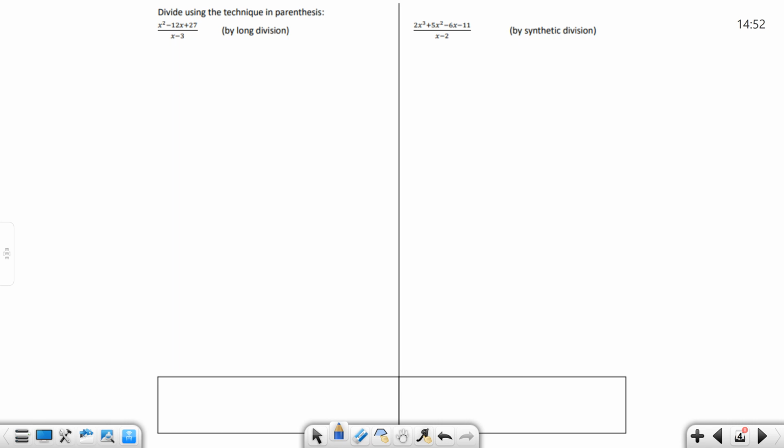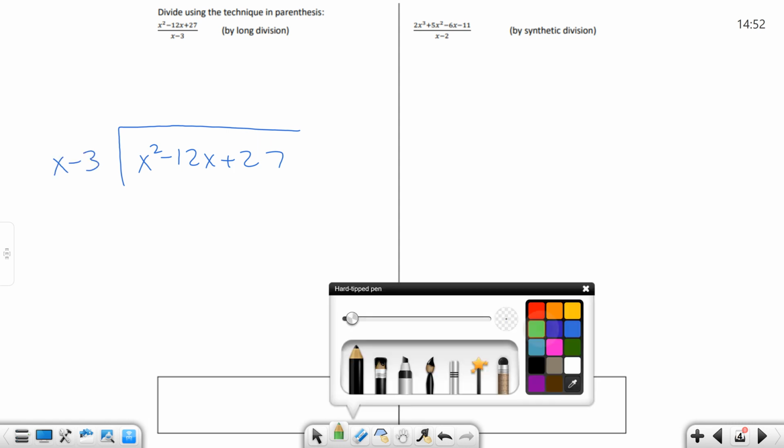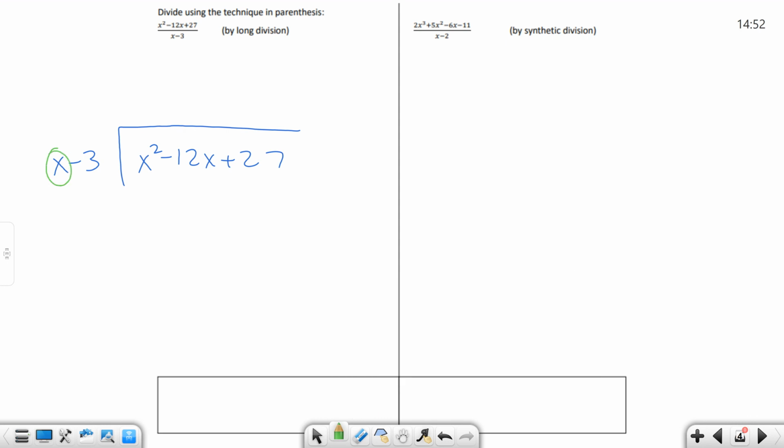So long division, synthetic division. Let's see. What goes under my house here for long division? I have x squared minus 12x plus 27 and x minus 3 on the outside. And the thing that I ask myself in long division is, I look at x and x squared and I say, what do I multiply by x to get x squared? That will be x. Another way I could look at that, I could say x squared over x. I could take this and put it over this, right? Here and here. That simplifies. What does that simplify to? Just x.